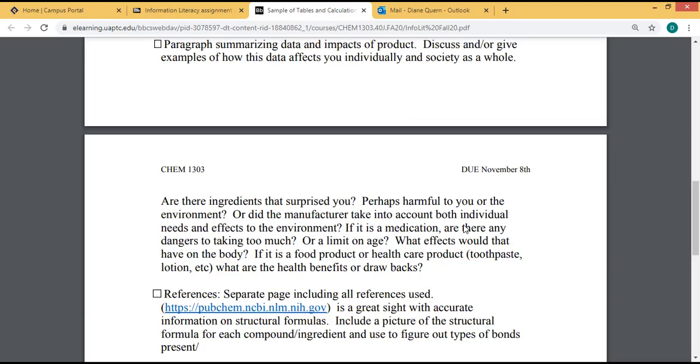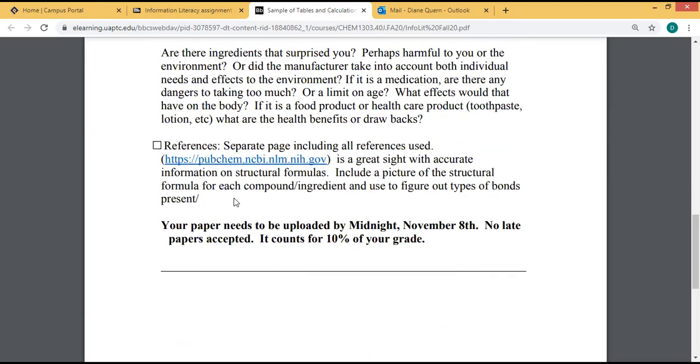So after the summary paragraph, don't forget references. This is where that website is. This website is going to help you find some of those structures, the Lewis structures of some of the more complex ingredients or compounds. So it's a good, reliable source. All right, so your paper is due by midnight on November 8th, and it's 10% of your grade.